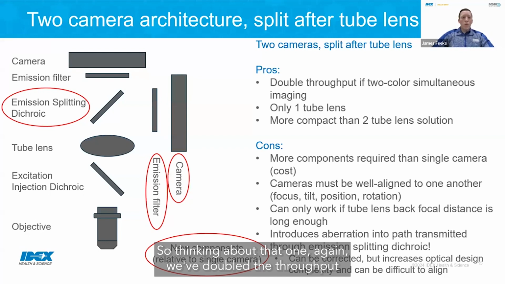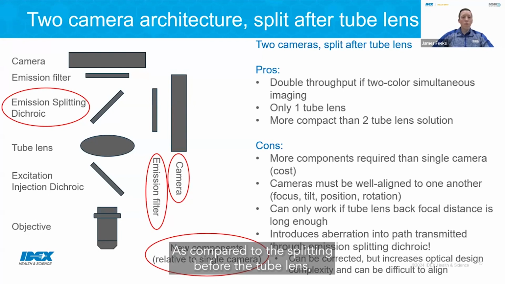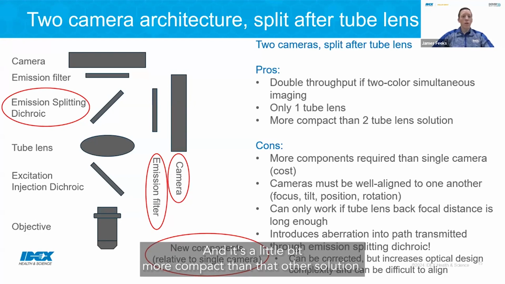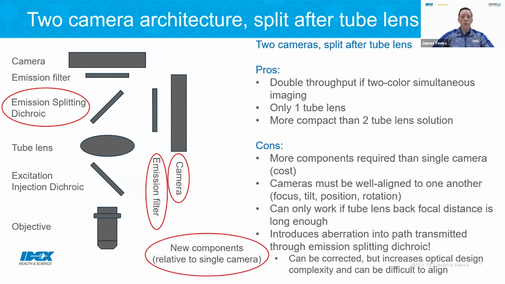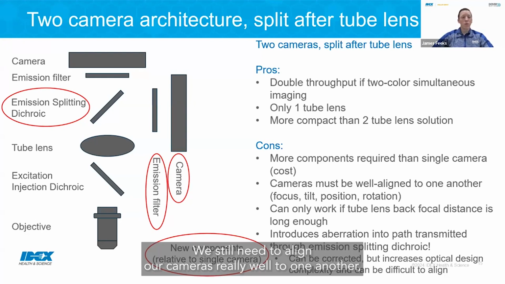So thinking about that one, again, we've doubled the throughput if we have 2-color simultaneous imaging, so that's great. As compared to the splitting before the two blends, we actually only need 1 two blends, so we've taken out a little bit of cost in the system, and it's a little bit more compact than that other solution. We still have some of the same cons, right? We have more components required than a single camera.